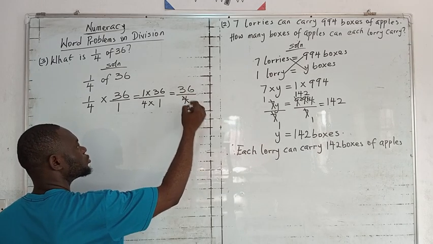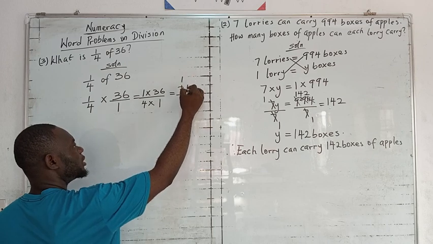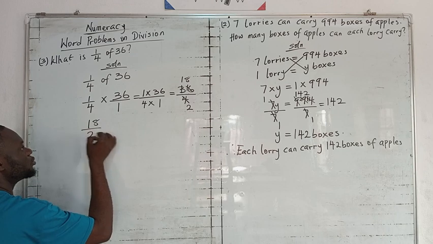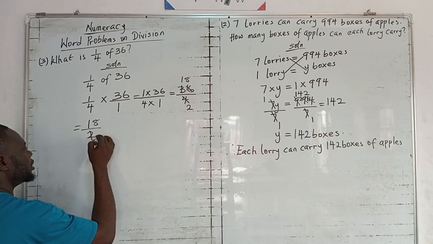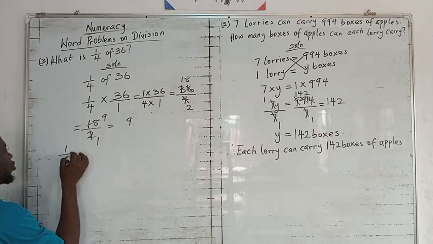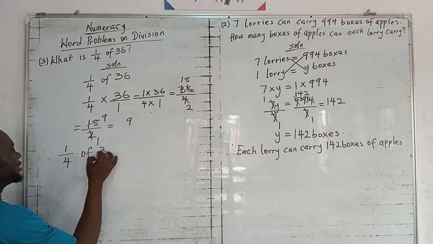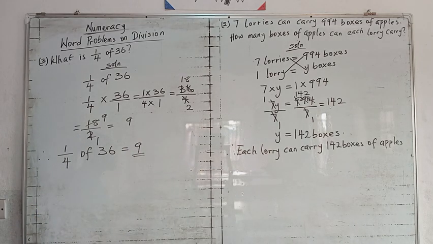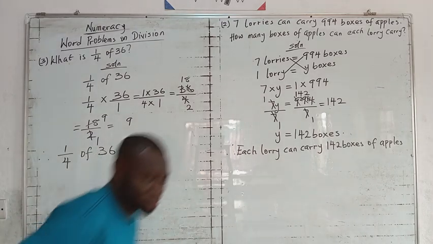Two here, 2. 2 here, 1 remainder 1. 2 here, 8. So we have 18/2. 2 here, 1. 2 here, 9. 9. Therefore, 1/4 of 36 equals 9. I see it. 1/4 of 36 is 9. Very simple. Very, very simple. Okay, let's solve one more example.